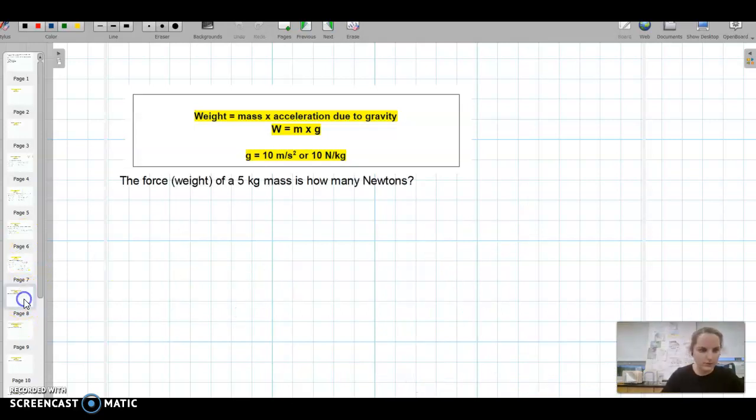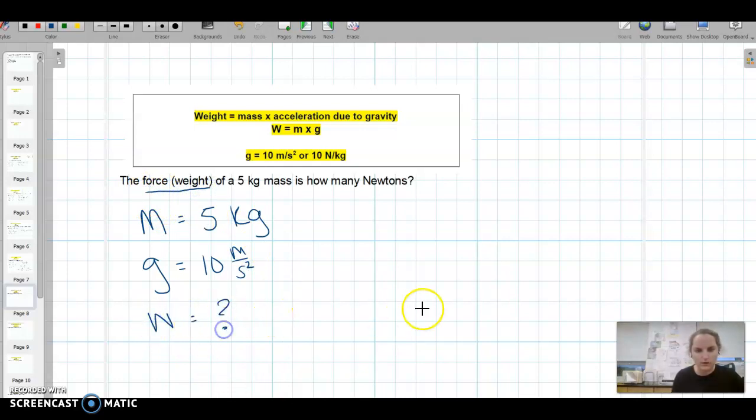All right, let's jump to the next one here. So the force or the weight, right, of a 5 kilogram mass is how many newtons? So this one's pretty good, right? So what are we given in this problem? The mass. So the mass is equal to 5 kilograms here. Sweet. And what is our other constant? It is G. So 10 meters per second squared. And all we want to do is solve for weight. So W equals that question mark here.